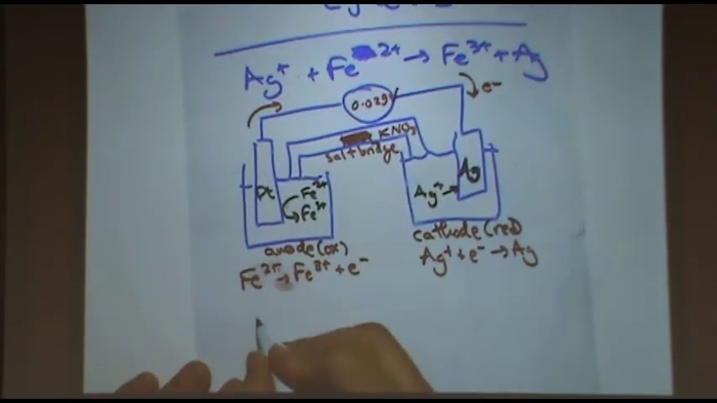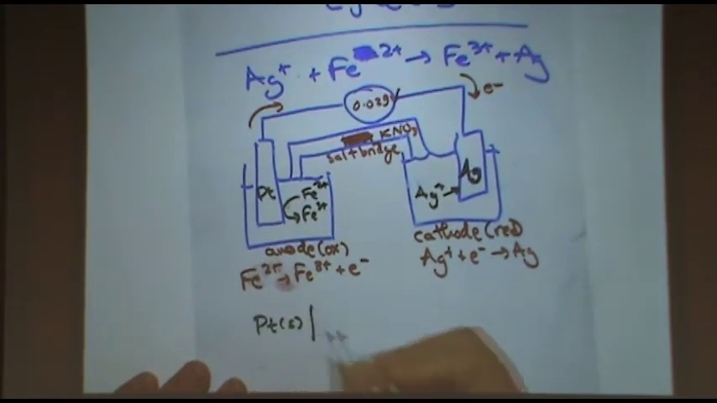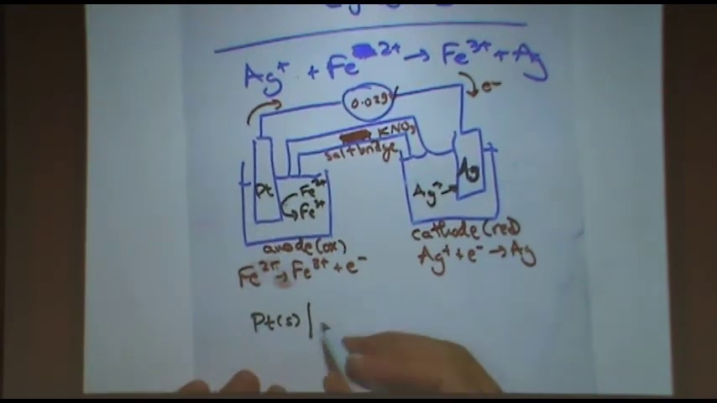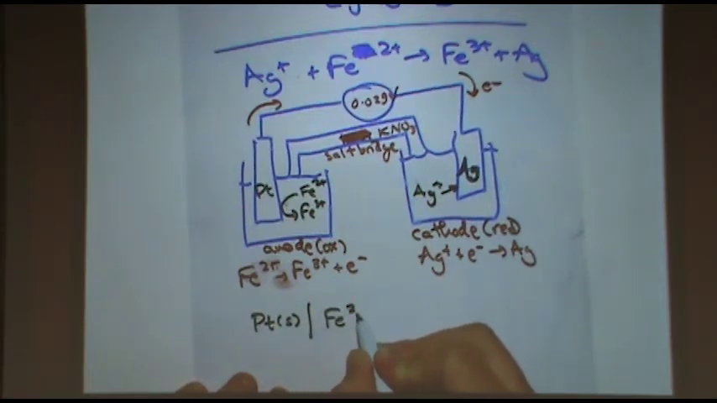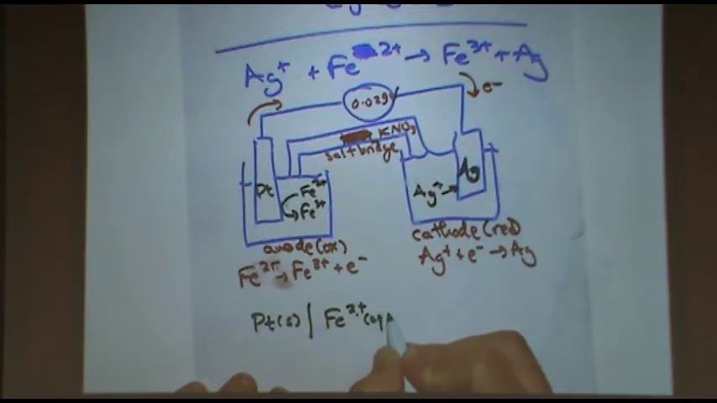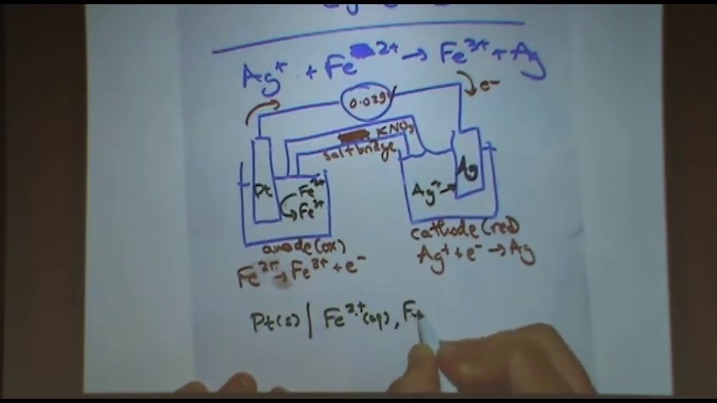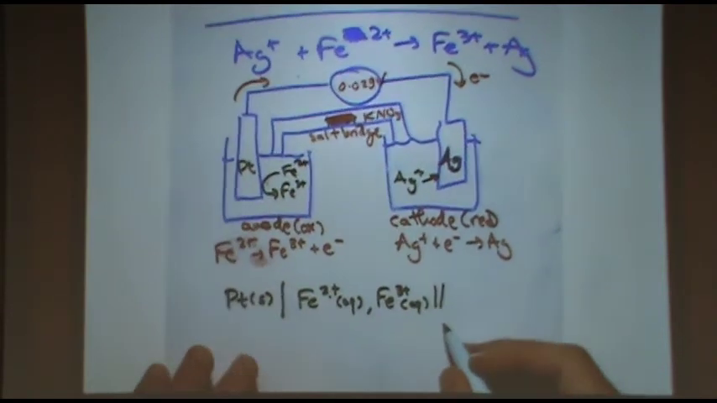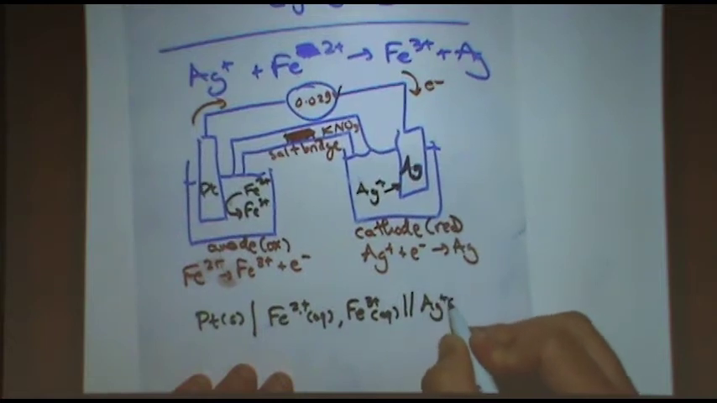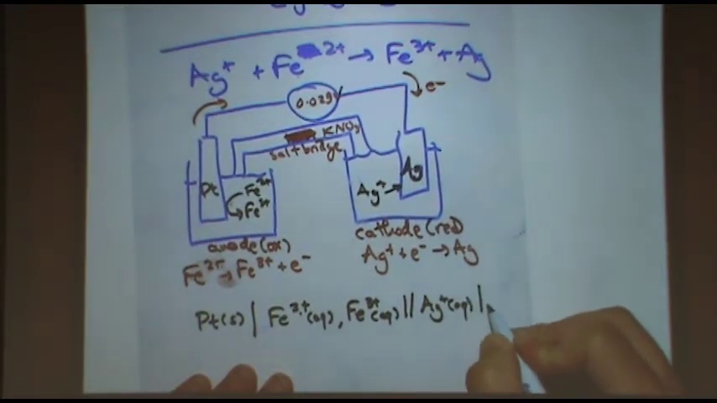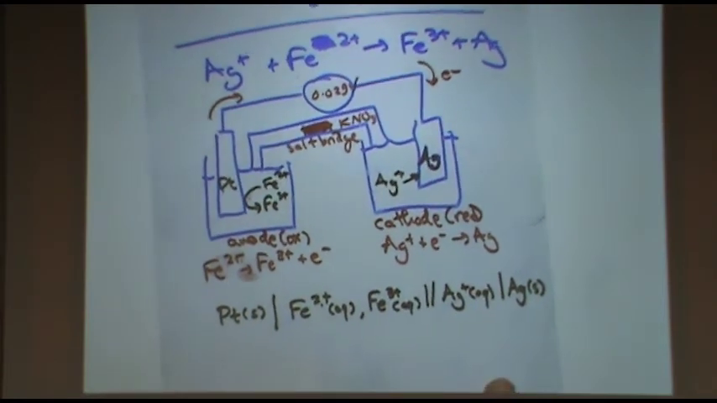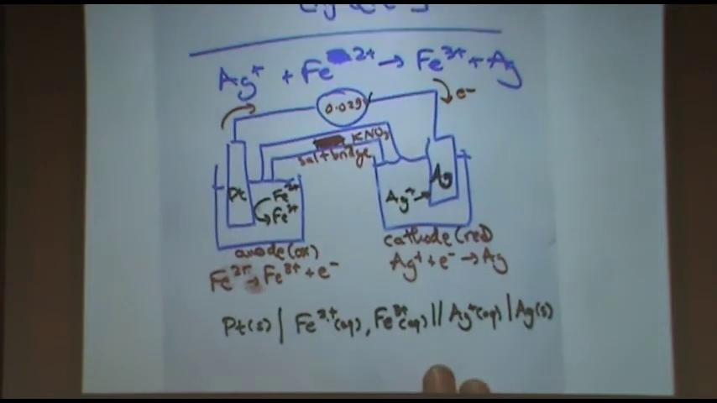You could also draw a shorthand, which would be platinum, solid. A vertical line separates states, and you want the electrodes on the outermost part. So you've got our electrode, and then separation of a state, Fe2+ aqueous, comma between the same states, Fe3+ aqueous. The salt bridge is represented by a double vertical line. Then we've got Ag+, that's aqueous, and a vertical line, Ag solid. So aqueous in the middle, and then solids on the outside. All right, any questions about that?